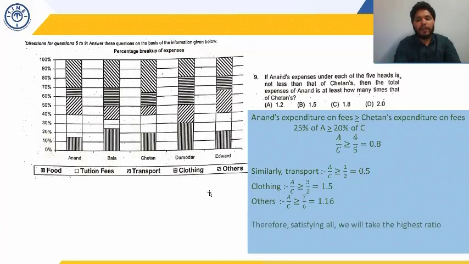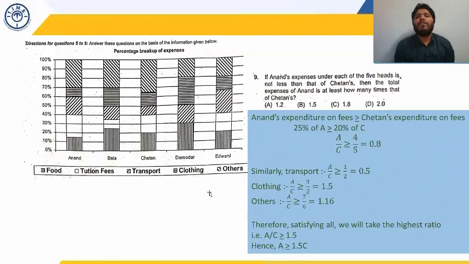1.16, 1.5, 0.5, 0.8 and 1.33. So highest is 1.5. So can I say my A by C should be greater than equal to 1.5 or A should be greater than equal to 1.5? So at least A should be greater than equal to 1.5 times of C. Then only this condition will be satisfied, that Anand's expenses on each of the 5 heads is greater than or equal to Chetan's expenses on each of the 5 heads. So answer is B option 1.5.